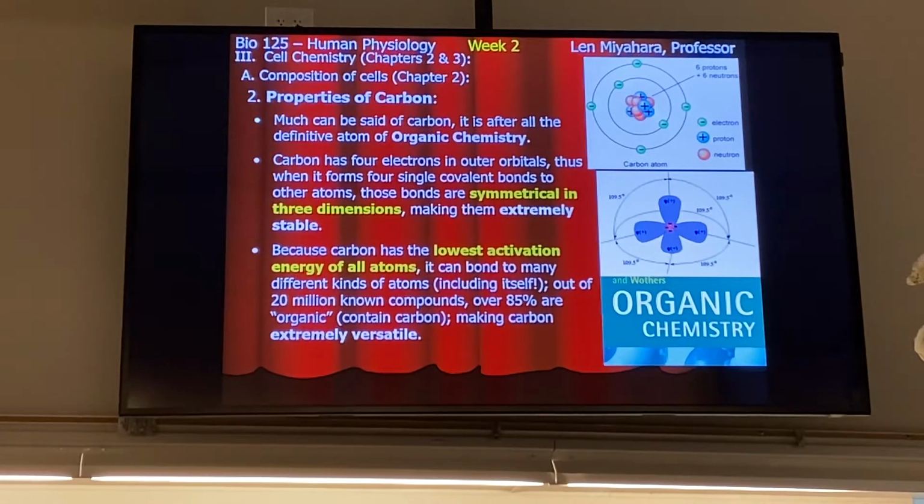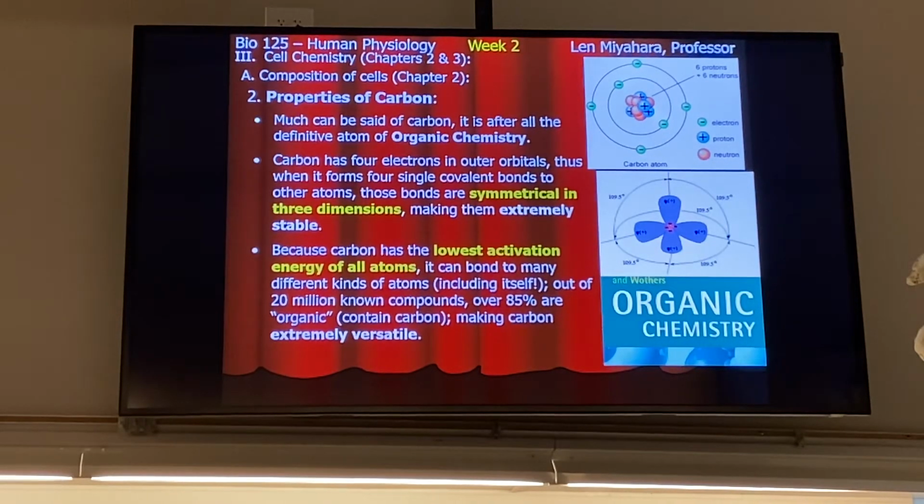Out of 20 million known compounds, over 85% are organic. That's why organic chemistry is a big topic. Organic chemistry is not about the chemistry of cells. The chemistry of cells, that class is called biochemistry. Organic chemistry is the chemistry of carbon, whether or not it has to do with cells. Most things do, but not everything. It's only about carbon. Are we clear?